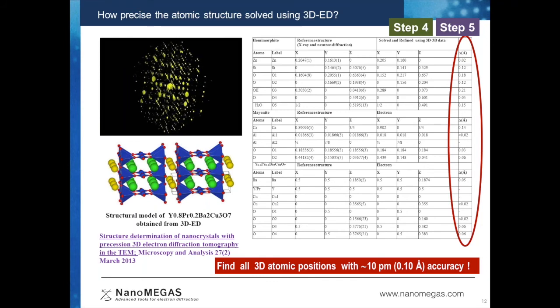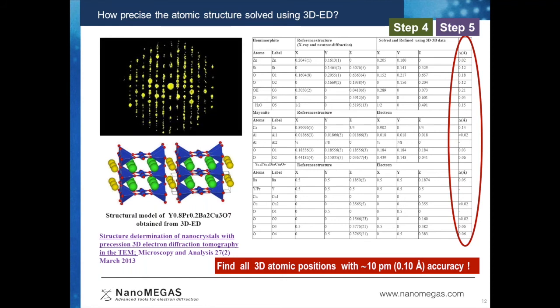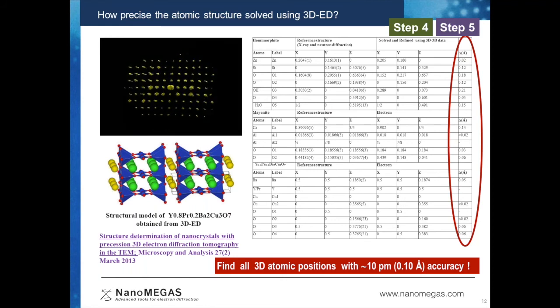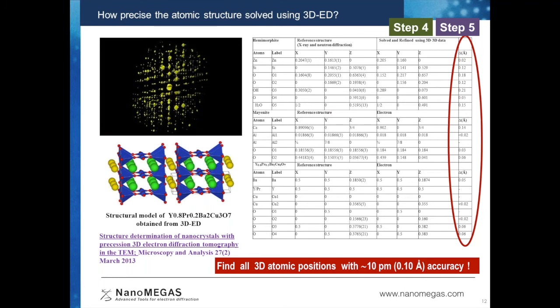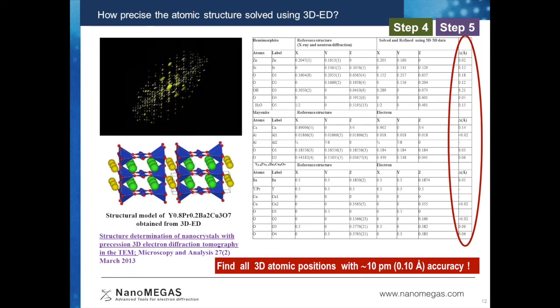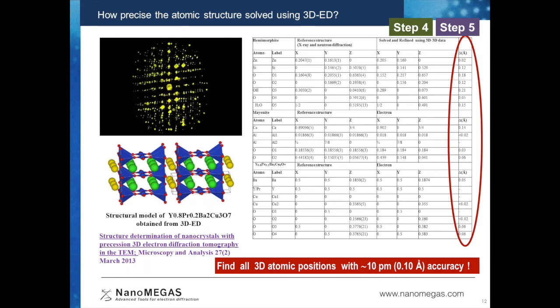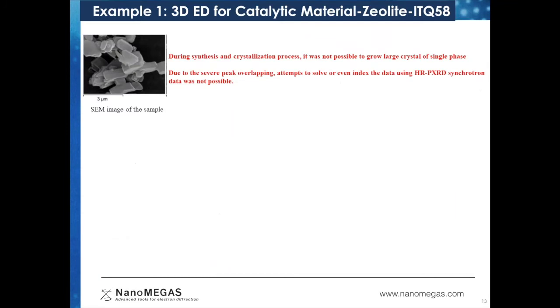In the last column, marked in red, you can see the difference between the atomic coordinates of the structures solved by electron diffraction and structures solved for the same material by single crystal X-ray diffraction. And you can see that by solving structures from 3D electron diffraction data and doing a kinematical refinement, one can get a structure with 10 picometer accuracy, or 0.1 Angstrom accuracy.